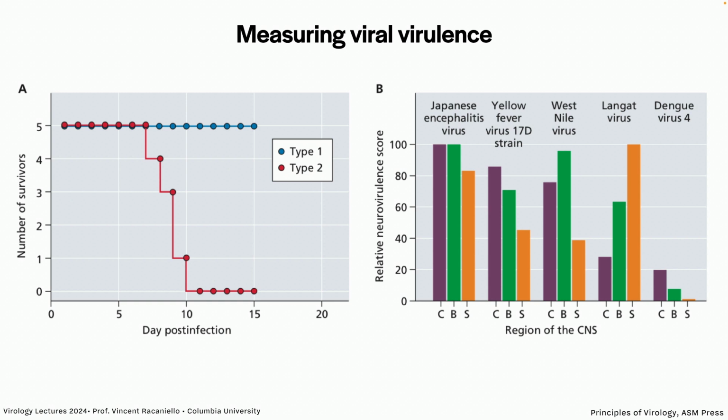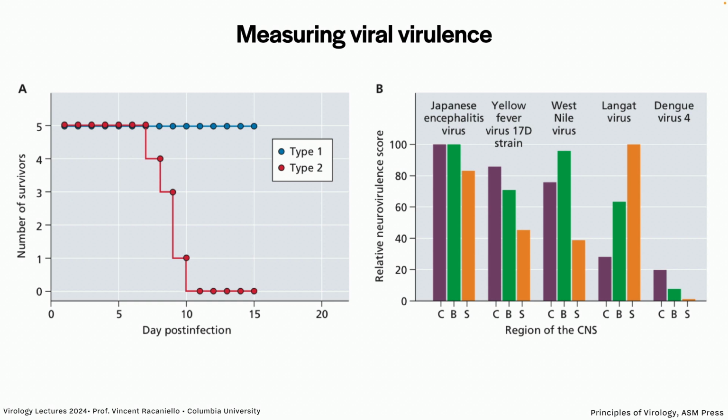So this is an experiment where we have used, again, mice, and we've inoculated them with different viruses: Japanese encephalitis virus, yellow fever virus, West Nile virus, Langat virus, and dengue virus. And we have looked at different parts of the central nervous system, the cerebellum, the brainstem, and the spinal cord, and made sections and looked at them and given a score to them in terms of how much cell damage there is in each one. You can see, and that's plotted on the y-axis as a relative neurovirulence score. Neurovirulence would be production of disease in the central nervous system.